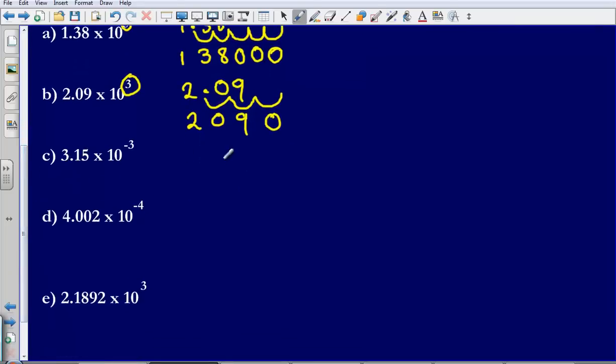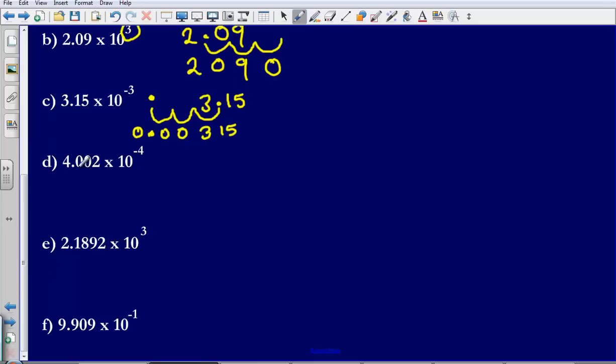Okay, question C, 3.15. So write out 3.15, and now for this one it's times 10 to the negative 3. Well, I'm not going to do exactly what I did for here, it's slightly different. So instead of moving my decimal point along to the right, I'm simply going to move it backwards. So if it's a negative, I move it backwards 1, 2, 3 places. So my decimal point is now there, and so my answer is going to be 0. Putting zeros in the gaps, 0, 0, 3, 1, 5. So my answer is going to be 0.00315.